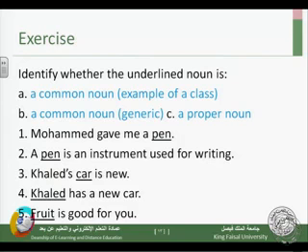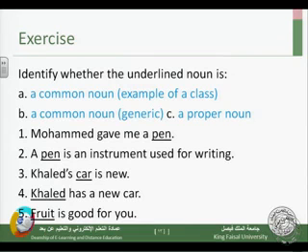Khalid's car is new. Car refers to a specific example of a class. So we're not talking about all cars, we're talking about a specific car. So Khalid's car, the answer here is A, a common noun, and it is an example of a class.